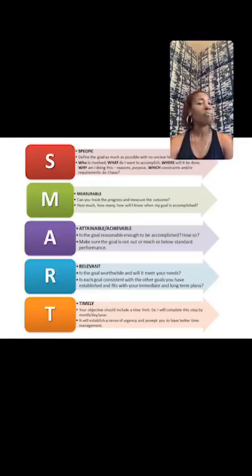Keep in mind, you can have innumerable strategic implementation plans. I have a SIP for nearly every high-level goal that I want to achieve, okay? All right, so then you go to R, relevant. Is the goal worthwhile? And will it meet your needs? Is each goal consistent with the other goals you have established and fits with your immediate and long-term plans? And this is what we were kind of touching upon as well.